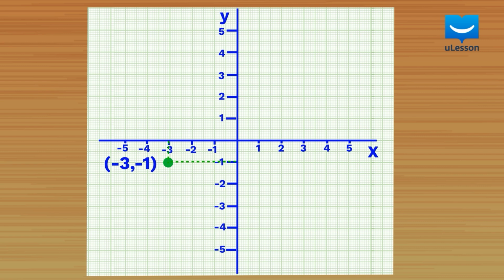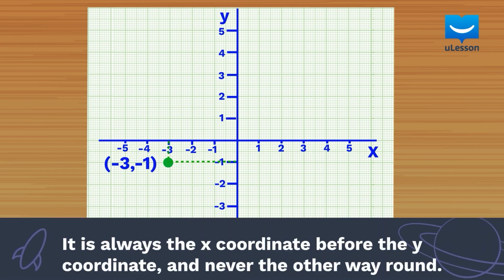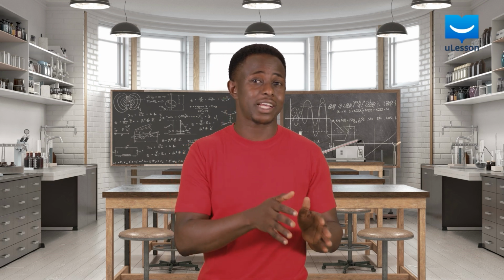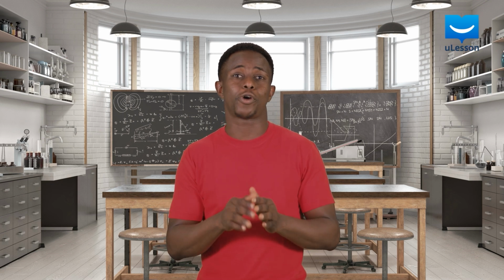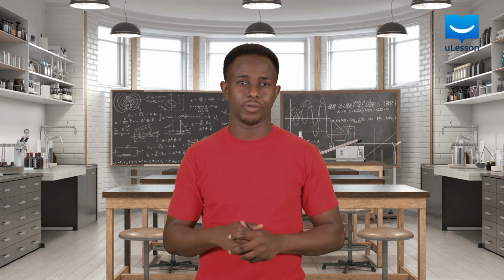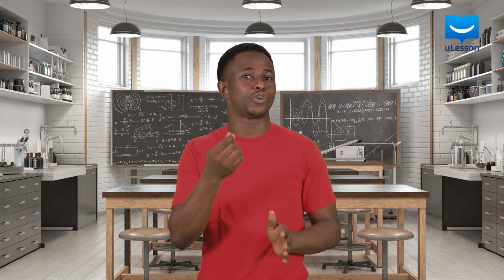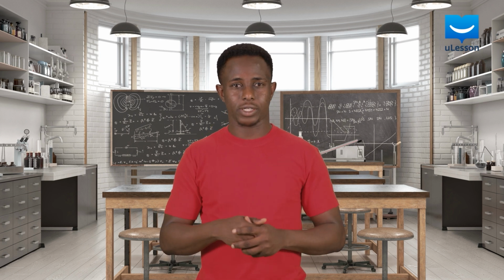Yes, it is always the x-coordinate before the y-coordinate and never the other way around. If, for example, you said (-1, -3), then you are wrong, because (-1, -3) represents a different position as shown. Yes, if you interchange the x and y coordinates, then it becomes an entirely new position. So remember, it is the x coordinate that should come first before the y coordinate.